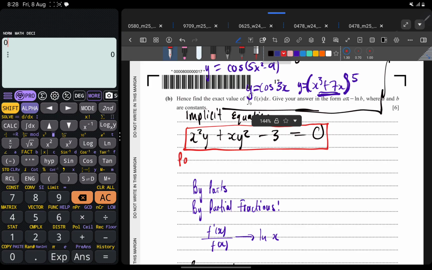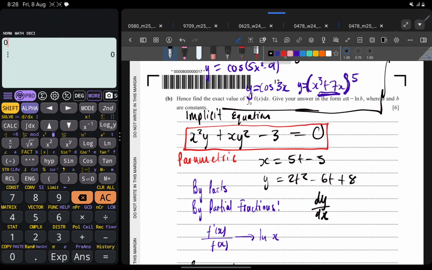Then you need to know how to differentiate parametric equations. So you need to know how to differentiate implicit equations and parametric equations. Parametric equations are when you have two different equations representing the same function, in terms of a variable, like x is equal to 5t minus 3, and y is equal to 2t squared minus 6t plus 8. So you have x and you have y. Now you'll be wanting dy dx. That's the one you want.